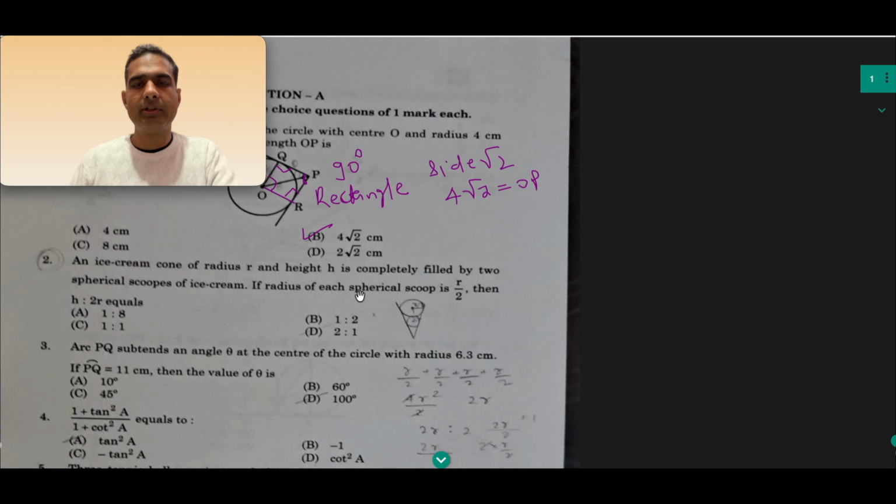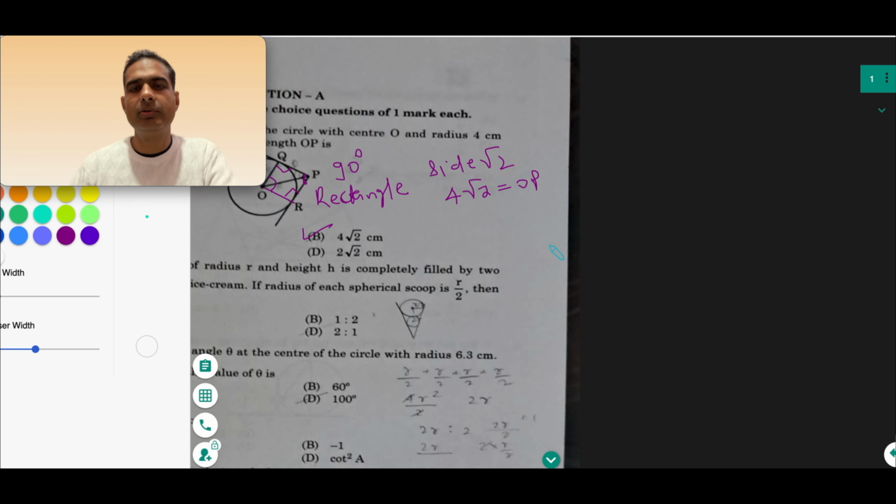An ice cream cone of radius r and height h is completely filled by two spherical scoops of ice cream. If the radius of each spherical scoop is r by 2, then find h to 2r. So it's asking the ratio of the height and twice the radius. If the ice cream scoops have filled the cone completely, the space inside the cone has been fully occupied by the scoops. So the volume of the two scoops will be equal to the volume of the cone.